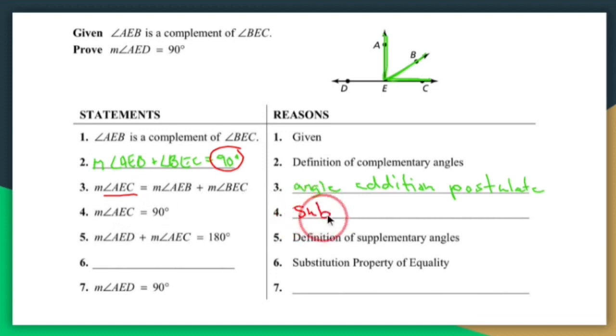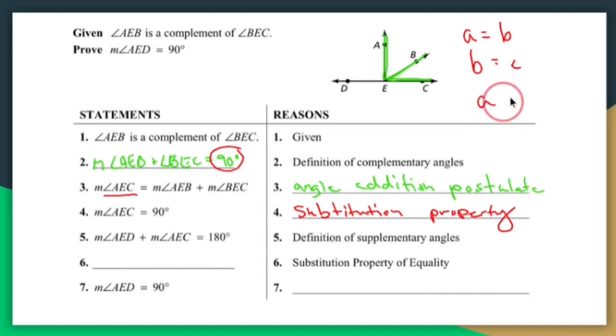And if you're like, whoa, what just happened? Let me explain it again. If I gave you a problem that was like A equals B and B equals C, I'm allowed to say A equals C.